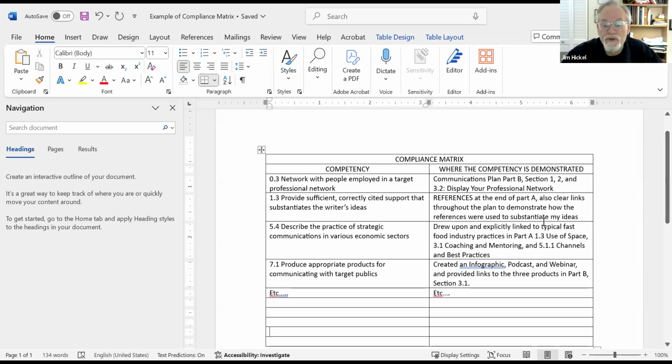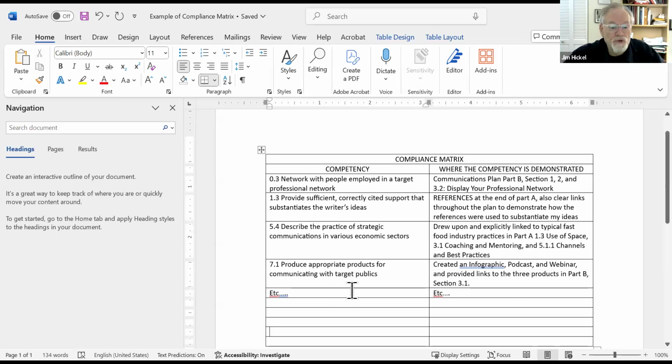So, feel free to do a sales job here. Let me know what you did, and if you went the extra mile, let me know you went the extra mile. Describe the practice of strategic communications in various economic sectors. So the hypothetical student here would say, I drew upon and explicitly linked to typical fast food industry practices, assuming they're clients in fast food. In Part A, 1.3, use of space, 3.1, coaching and mentoring, and 5.1.1, channels and best practices. And that tells me where to look to say, oh yeah, you did look at the food industry and your client was in the food industry and you did take those practices and incorporate them into your plan.